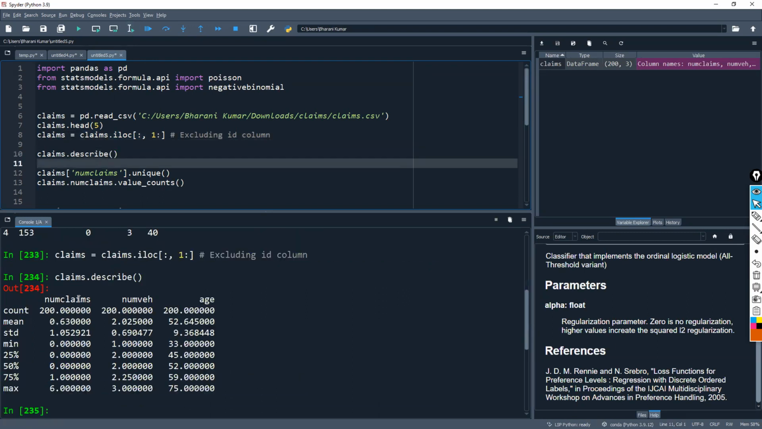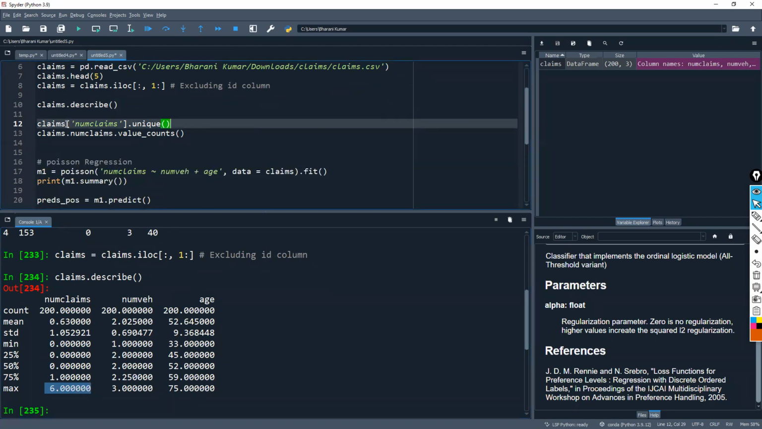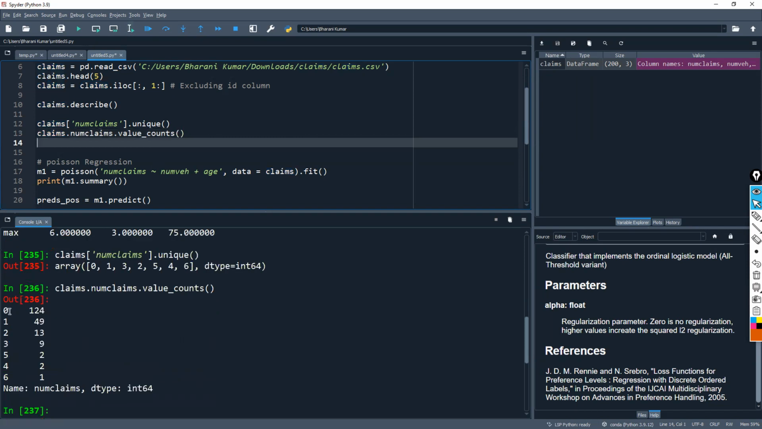When you say claims.describe, you get to see number of claims, number of vehicles, age. Number of claims are from 0 until 6. You can also look at number of claims, and if you want to look at the unique values, it says 0, 1, 2, 3, 4, 5, 6. You can look at the values. 0 claims is 124, 149 people have done insurance claims once, 13 people claimed twice, so on and so forth.